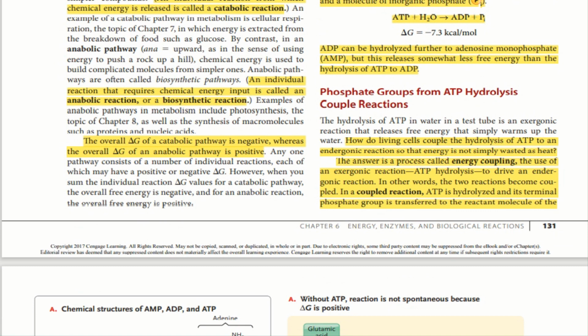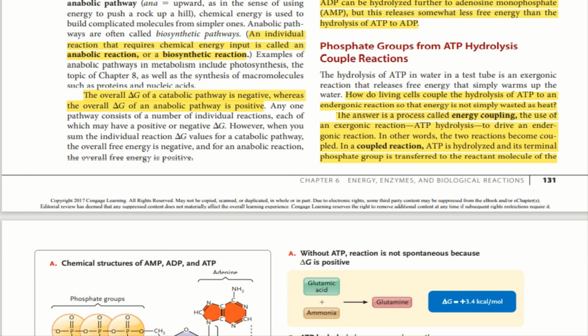Phosphate group from the ATP hydrolysis coupled reaction. The hydrolysis of ATP in water in a test tube is an exergonic reaction that releases free energy that simply warms up the water. How do living cells couple the hydrolysis of ATP to an endergonic reaction so that energy is not simply wasted as heat?